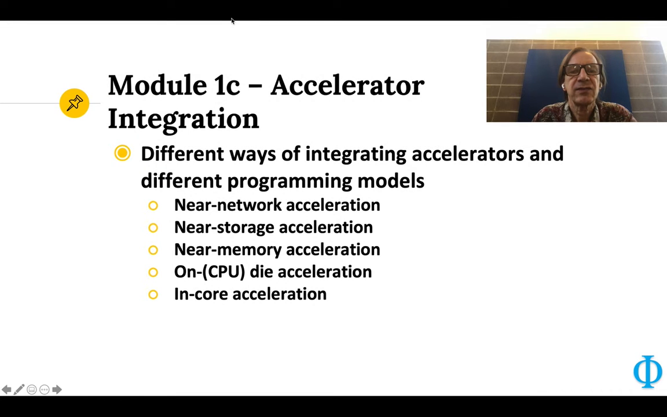This slide lists some of the accelerator integration points that we will consider. Near network acceleration, the domain of SmartNICs, near storage acceleration, you might have heard of smart storage, near memory acceleration, you might have heard of processing in memory, on CPU die acceleration, and then finally in-core acceleration.